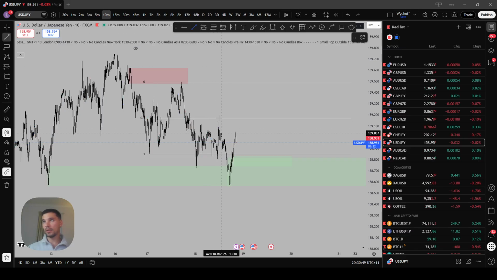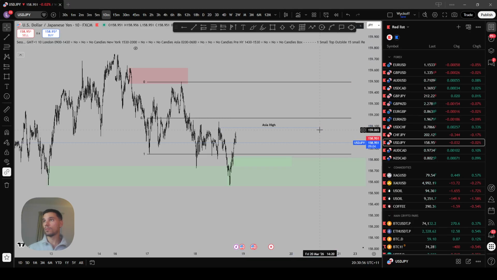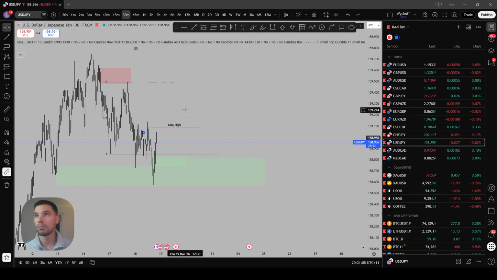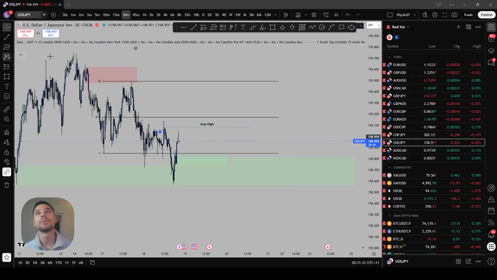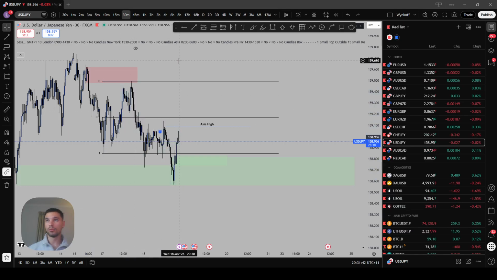Asia High has not yet been taken. If we get an SFP here of our volume area EQ, then we can get a potential return back down, mitigation of this market maker demand and a rotation back up. So we'll see what happens there.